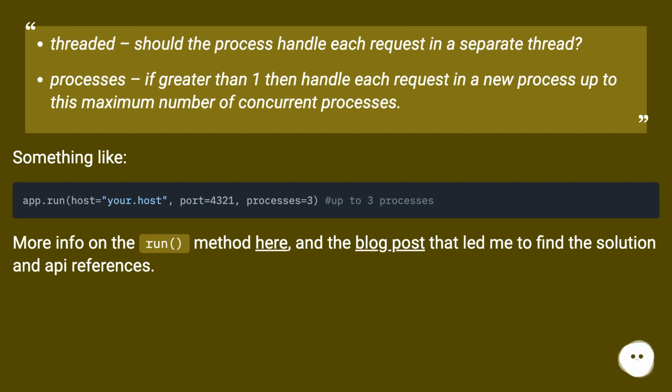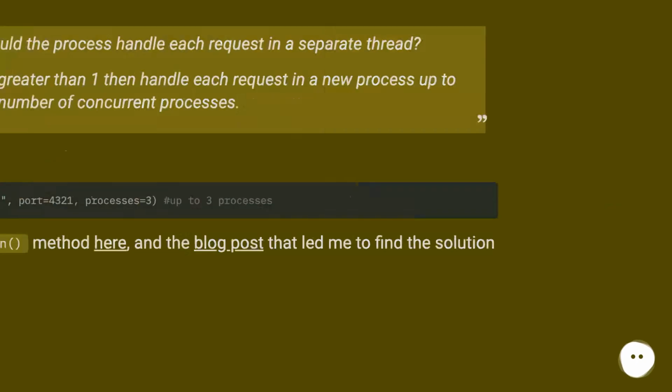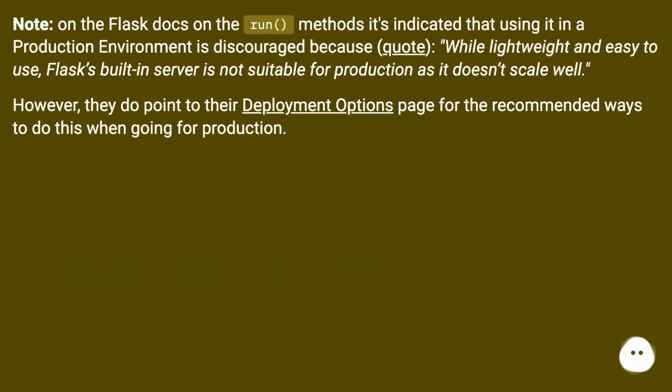More info on the run method here, and the blog post that led me to find the solution and API references. Note, on the Flask docs on the run method it's indicated that using it in a production environment is discouraged because, quote, while lightweight and easy to use, Flask's built-in server is not suitable for production as it doesn't scale well. However, they do point to their deployment options page for the recommended ways to do this when going for production.